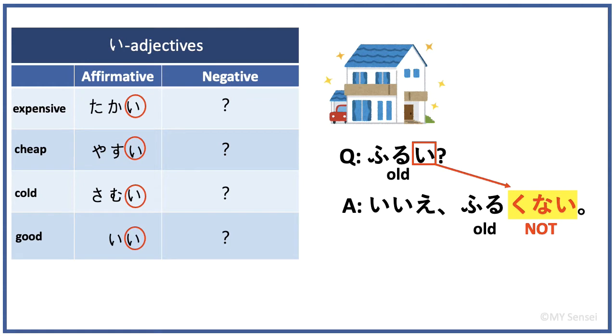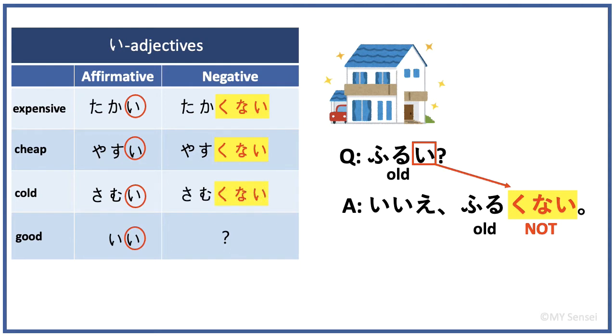Let's apply the same rule to the i-adjectives in this table on the right. Expensive is takai, and its negative form is takakunai. Yasui, cheap. Its negative form is yasukunai. Samui, cold. Not cold is samukunai.